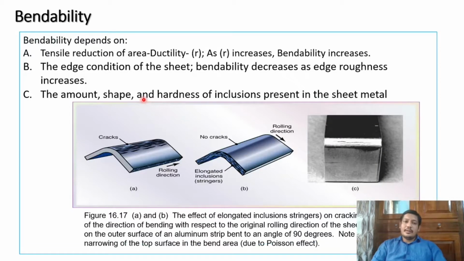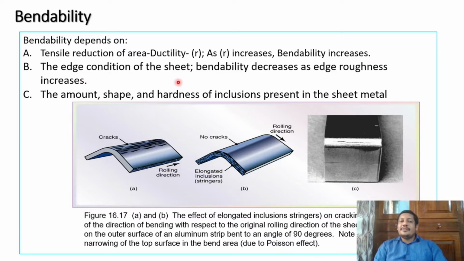So next is bendability. Here also, like forming, the bendability of the sheet needs to be tested. Sometimes when the sheet is going to bend, you can see cracks may be present on the bendable edges of the sheet. So this has to be avoided. So the bendability test you also need to perform. So three figures A, B and C. A is tensile reduction of area, ductility. As ductility increases, bendability increases.